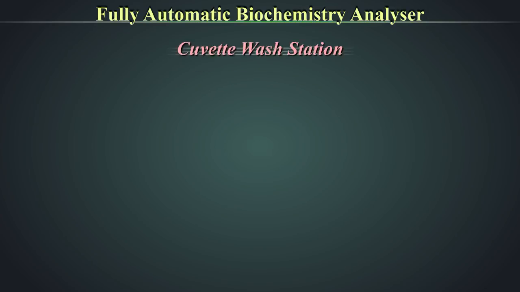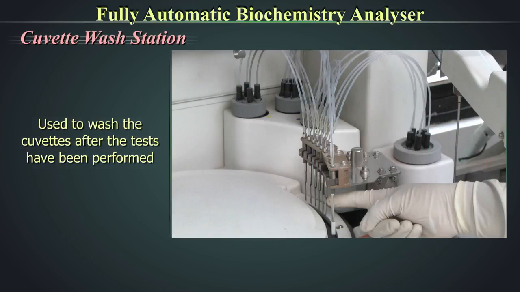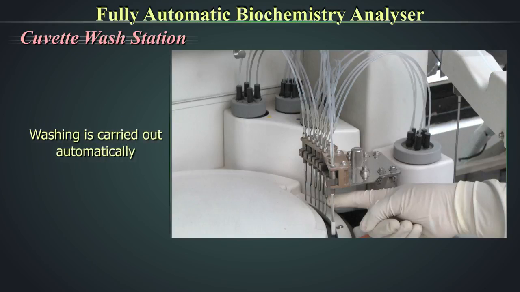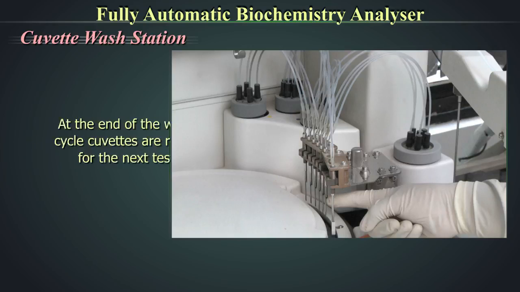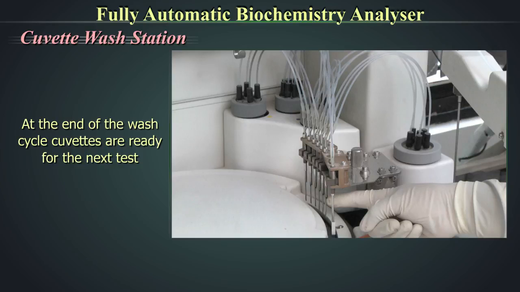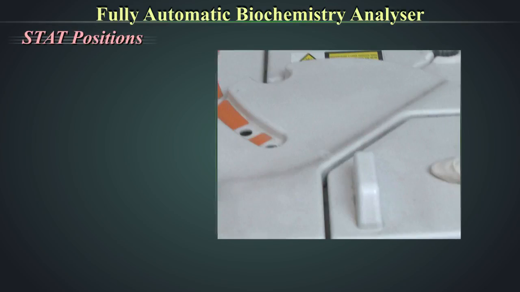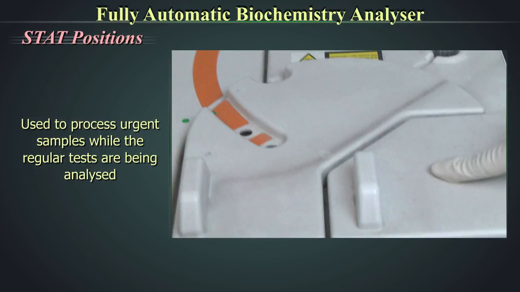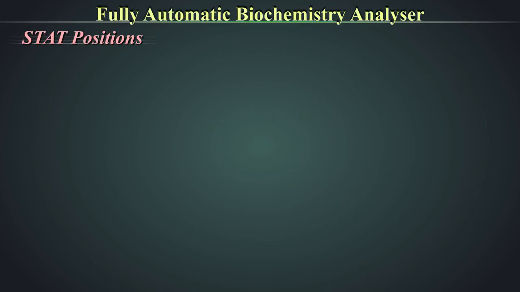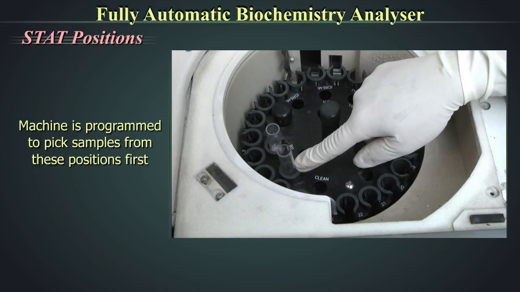Cuvette wash station. Cuvette wash station is used to wash the cuvettes after the tests have been performed. The washing is carried out automatically. It cleans, rinses, and dries cuvettes after analysis. At the end of the wash cycle, cuvettes are ready for the next test. Stat positions. Stat positions are used to process urgent samples while the regular tests are being analyzed. Machine is programmed to pick samples from these positions first.